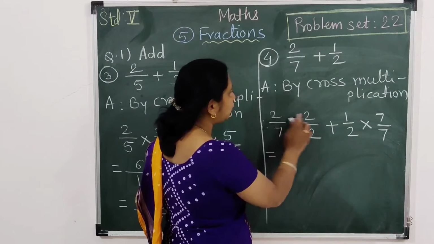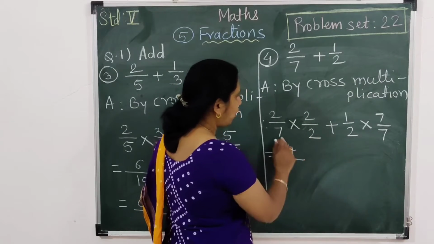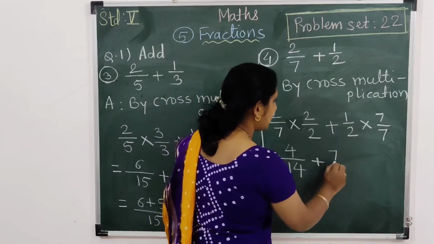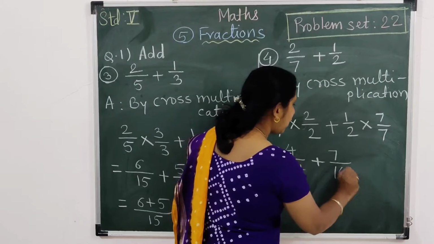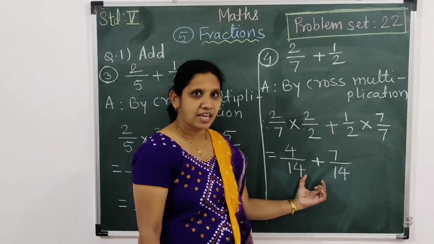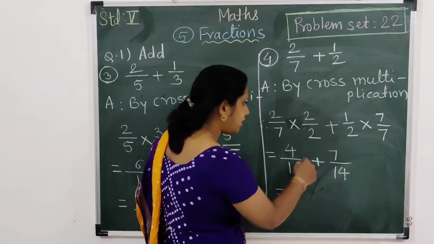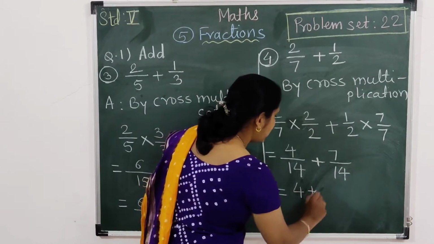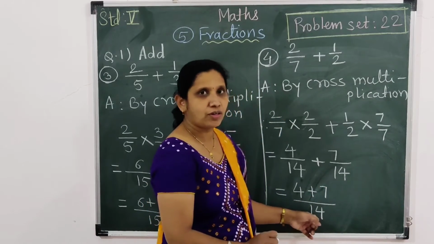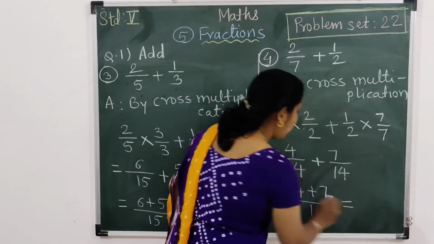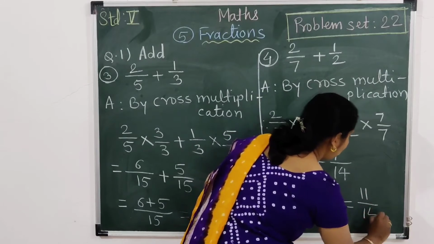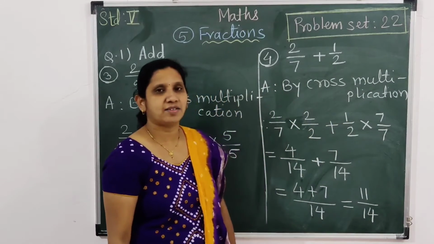So we have multiplied the numerator as well as the denominator. This equals 2 2s are 4 upon 7 2s are 14 plus 1 7s are 7 upon 2 7s are 14. Here, students, is the denominator the same? Yes. Now we add the numerators: 4 plus 7 upon, write the denominator only once, so 14. Now 4 plus 7 is 11. 11 upon 14 is our answer.